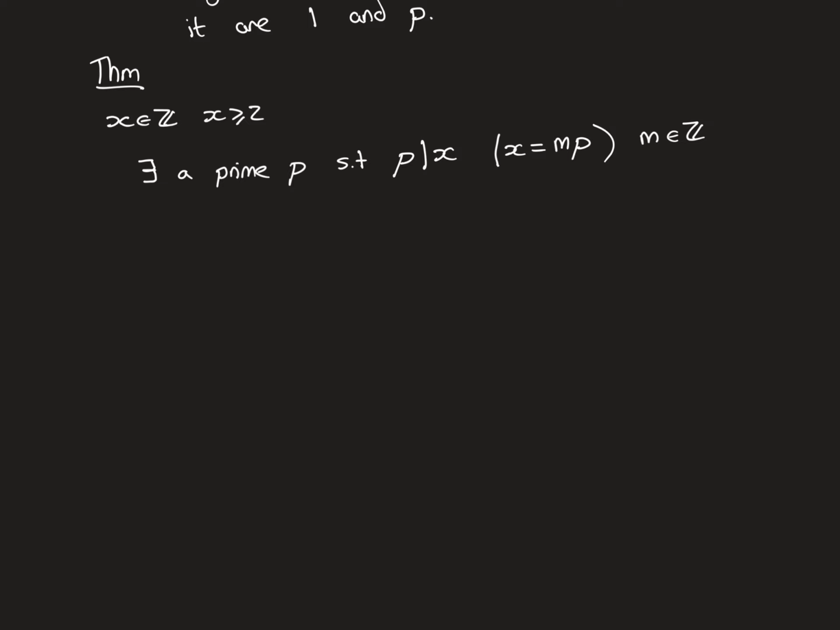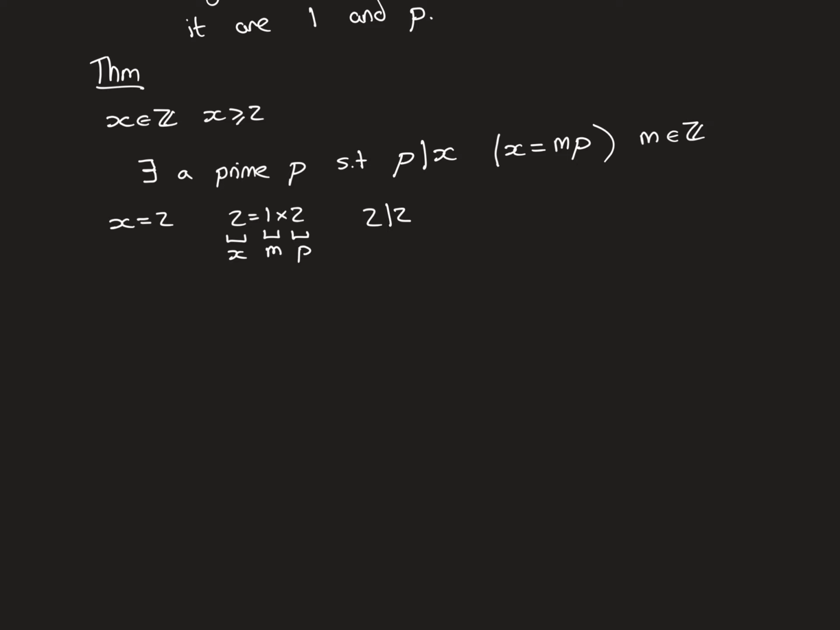So let's start off with the base case. Considering the base case, x is equal to 2. 2, of course, is a prime number, so its prime factor is going to be 2. So 2 is equal to 1 times 2, so this is your m, this is your x, and this is your p. So we can write 2 divides 2, so it is true that 2 has a prime factor, so the theorem is true for the base case.